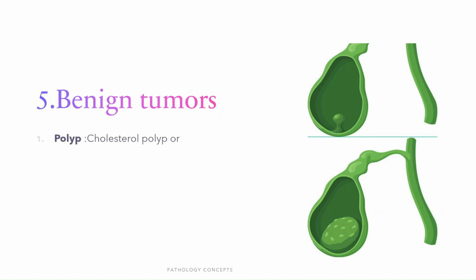Benign tumors are polyp and adenoma. Cholesterol polyp and inflammatory polyp can be seen in the gallbladder, and pyloric gland adenoma can be seen as a benign tumor.